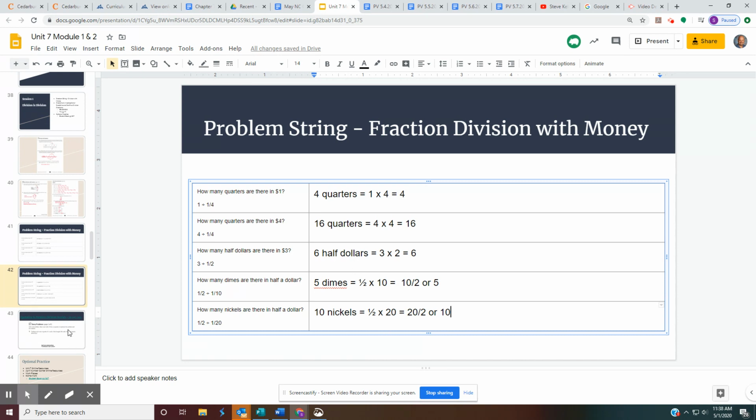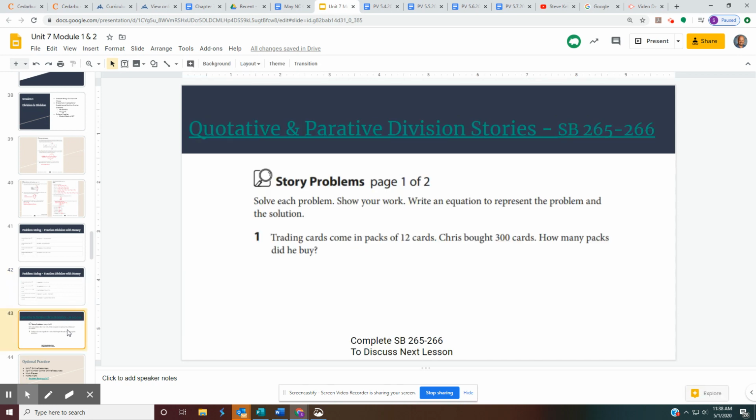Okay, so before we get going and before we leave today, we have some division stories you guys have to work through. On page 265 and 266, we have to look at some word problems and figure things out. It says show your work and write an equation to represent the solution. So if we look at page 265, this is number one.